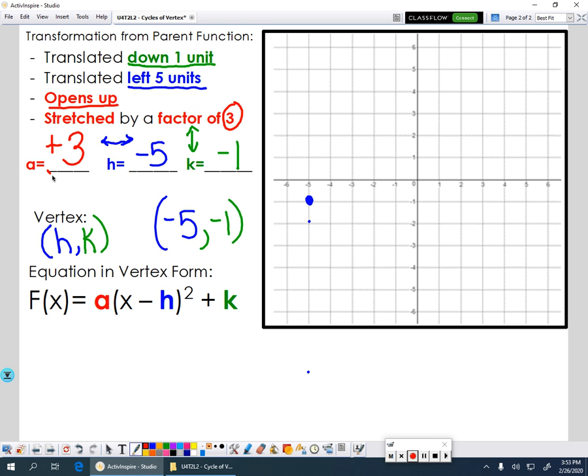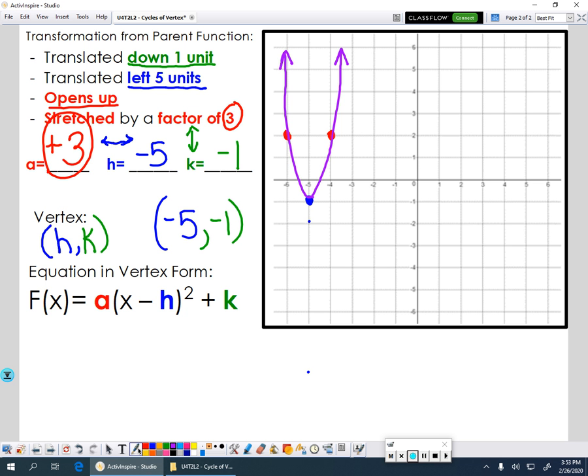Now we have to look at our a value in order to sketch this parabola. My a value is +3, so it's going to open up. It means I have a run of 1 and a rise of 3. I'm going to put 2 dots there because it's going to be symmetrical. And then I'm just going to sketch this parabola. Hopefully you can see this parabola is really tall and skinny, which is why we would say it's stretched.